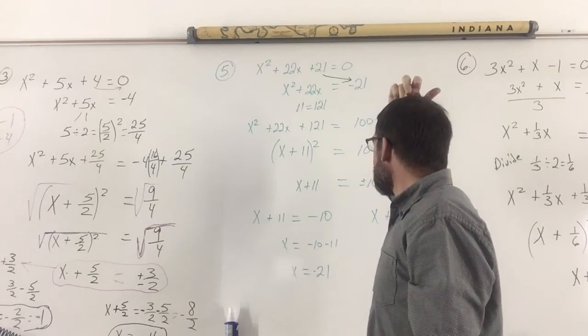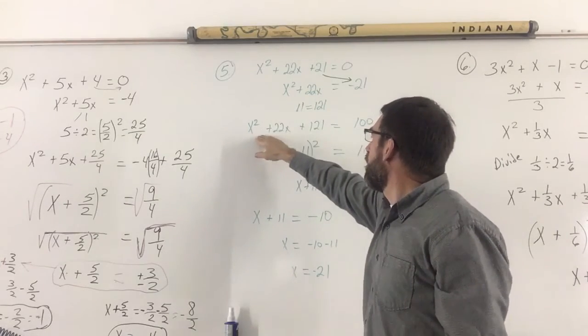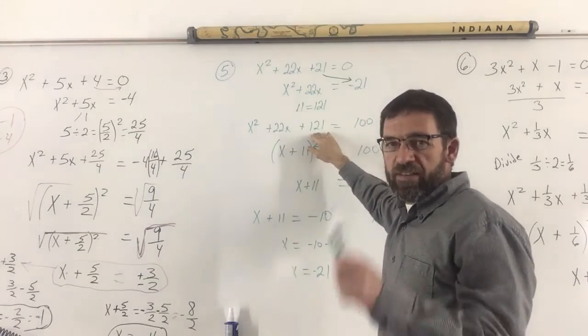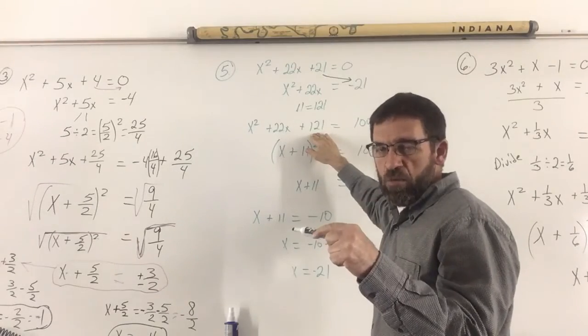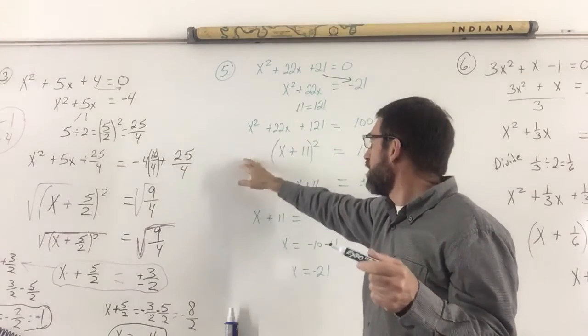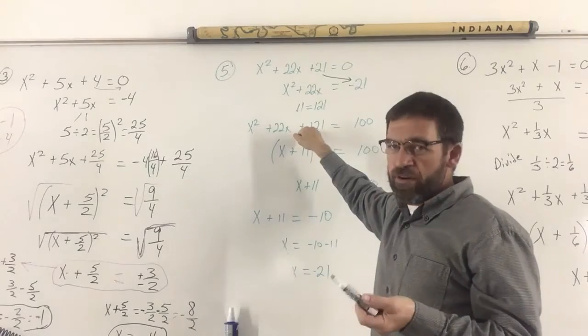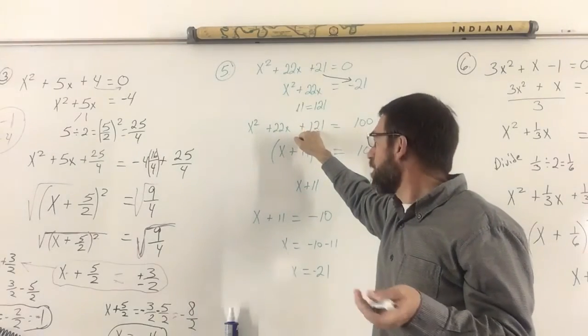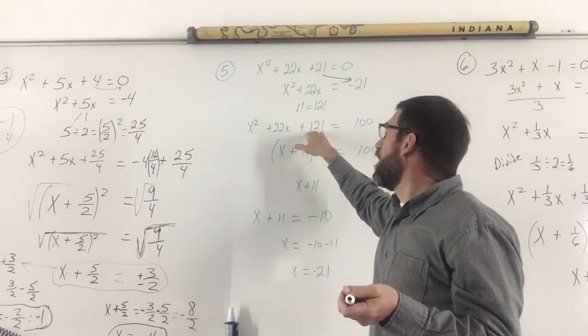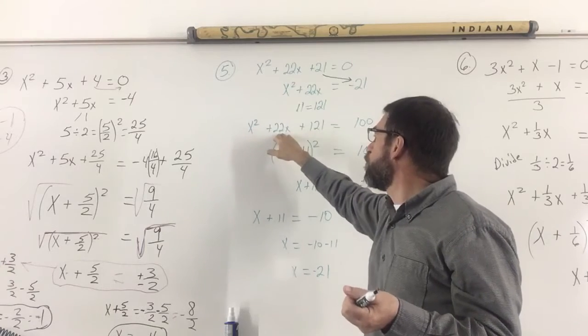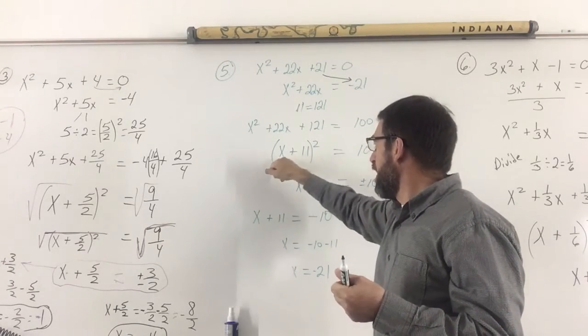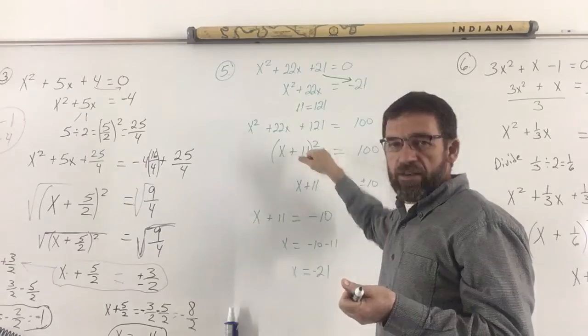And the next step is I have a trinomial, and I take that trinomial and make it a binomial. So I isolate it, and then I get the square root of this one, which is 11. And 11 plus 11 equals 22, so I know it's correct. x plus 11 squared.